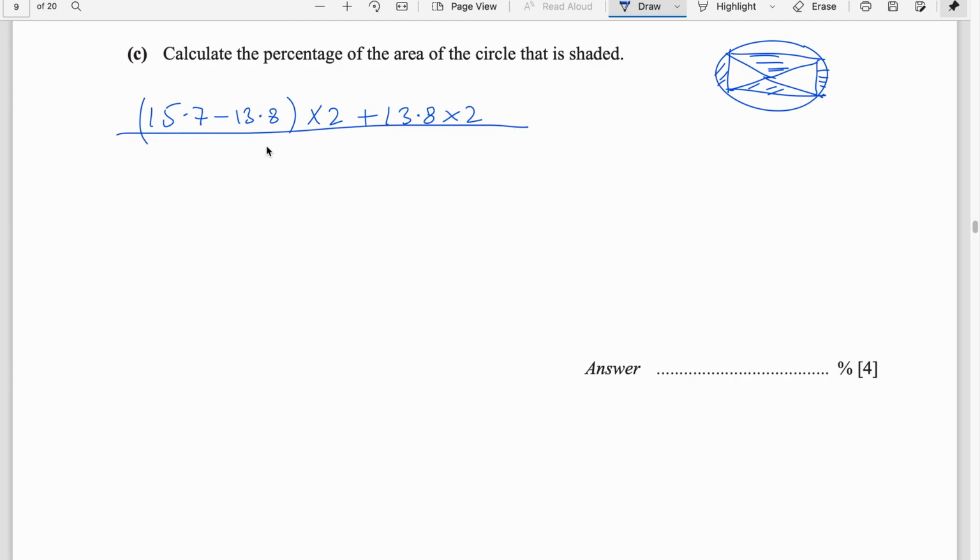Divide it with the area of the complete circle in order to find the percentage. That is pi r square times 100. Use your calculators and you get this, approximately equal to 27.8%.